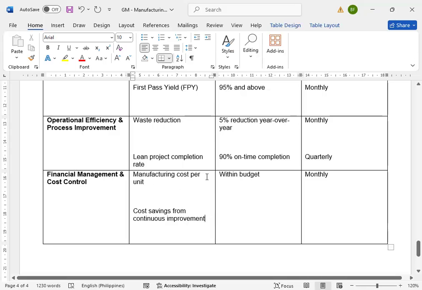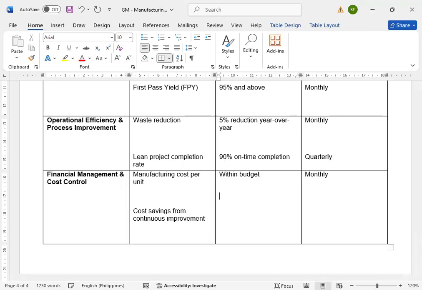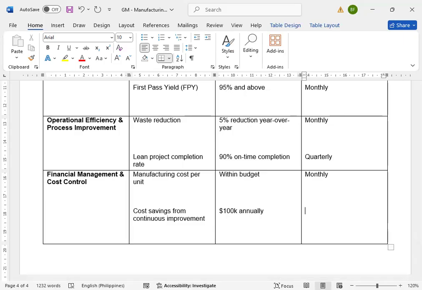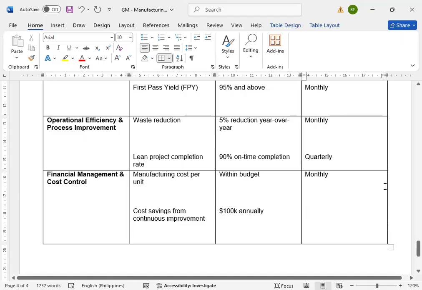Okay. So what do you expect from this? KPI metrics. Okay. I'm going to put figures. Let's just say 100K savings annually from the continuous improvement. Right. And that's a huge amount of money that is saving.